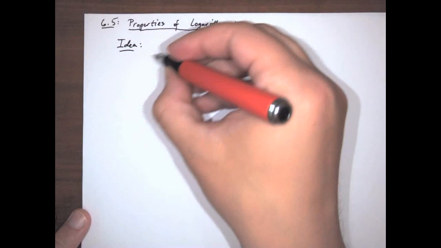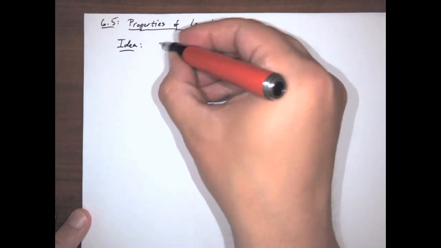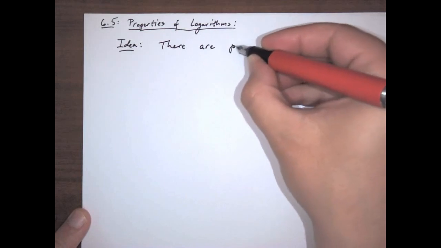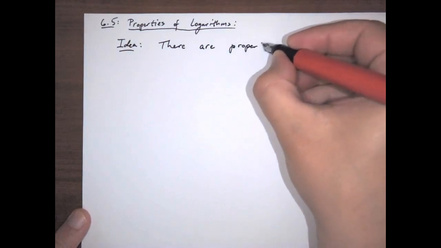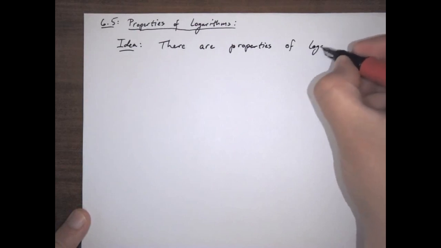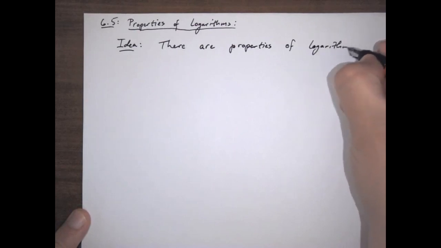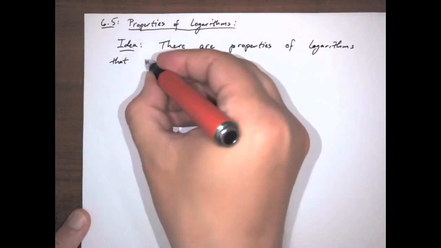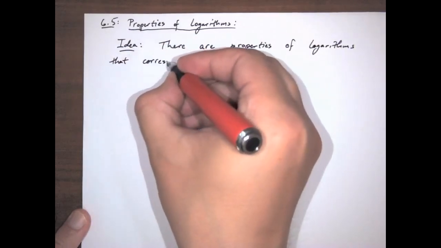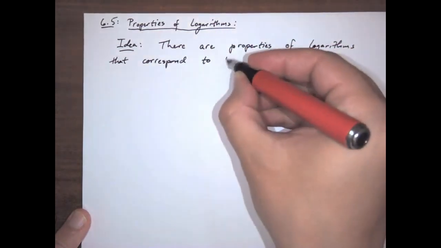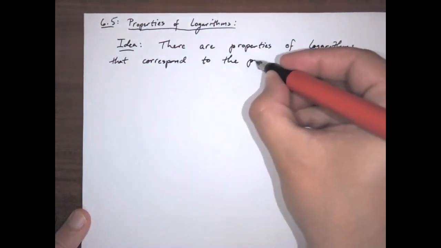So the idea here is that there are properties of logarithms that correspond to the properties of exponents.